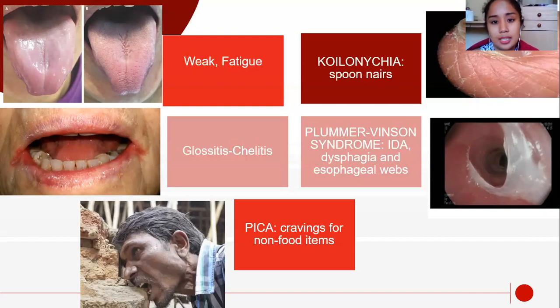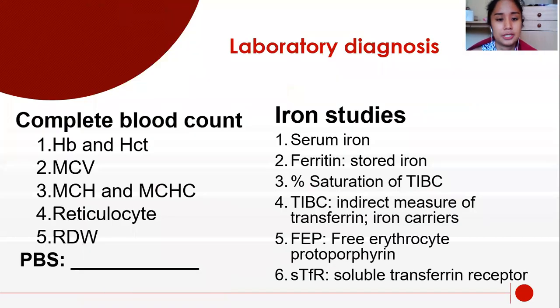Koilonychia, Plummer-Vinson syndrome or esophageal webs, pica, glossitis, and colitis. Class, Koilonychia: so, iron deficiency anemia. Interesting symptoms, no? So, now, let's talk about laboratory diagnosis.